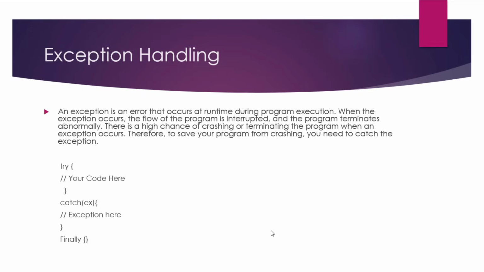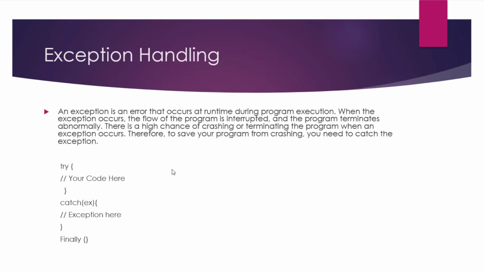Our previous tutorial was about break and continue statement in dot. Now in today's tutorial we are going to discuss exception handling. An exception is an error that occurs at runtime during program execution. When the exception occurs, the flow of the program is interrupted and the program terminates abnormally. There is a high chance of crashing or terminating the program when an exception occurs. Therefore, to save your program from crashing, you need to catch the exception, right?